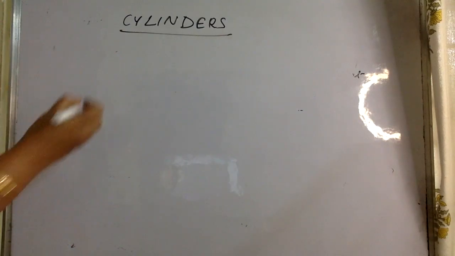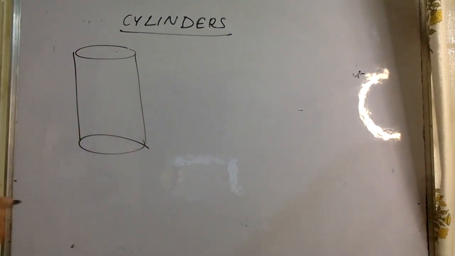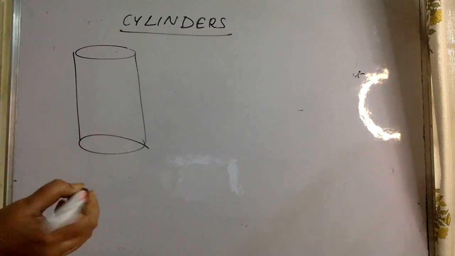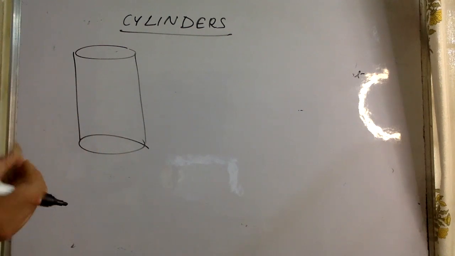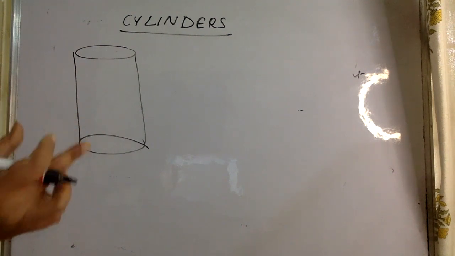Now talking about cylinders, what is this? This is a cylinder. We have so many examples of cylinders around us. This marker is also a cylinder. A gas cylinder is a cylinder. There are many jars which are cylinders, glass jars or pencil boxes. Those are all cylinders. A chalk is cylindrical in shape.